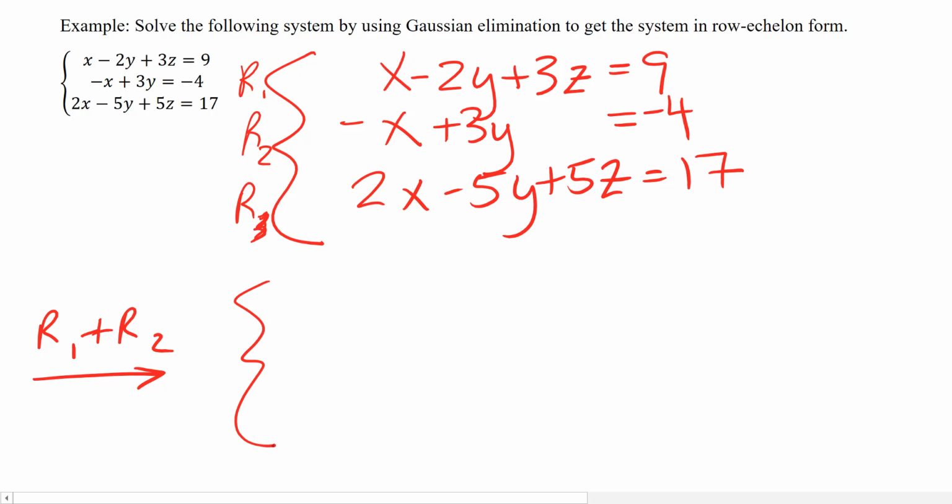So we're not doing anything to the first equation. The first equation stays the way it is. We're not replacing the first equation. The second equation is going to become the sum of the first two equations.